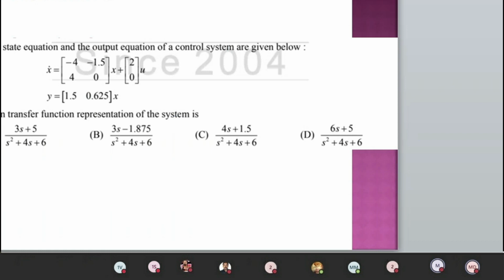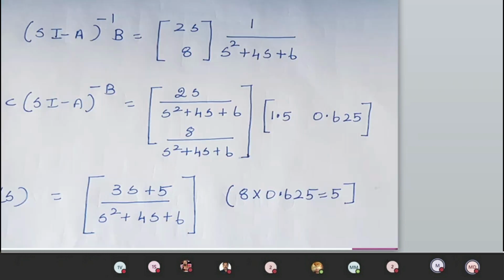Now, the state equation and the output equation of a control system is given below. X dot equals -4 minus 1.5 4 0 x plus 2 0 u and y is 1.5 0.625 of x. The transfer function representation. Okay. So from the state equation and state matrix, you're supposed to find the transfer function. So you can notice that in the previous cases also, the question was not related to transfer function, but it was indirectly pointing to transfer function. Let us see how it is.